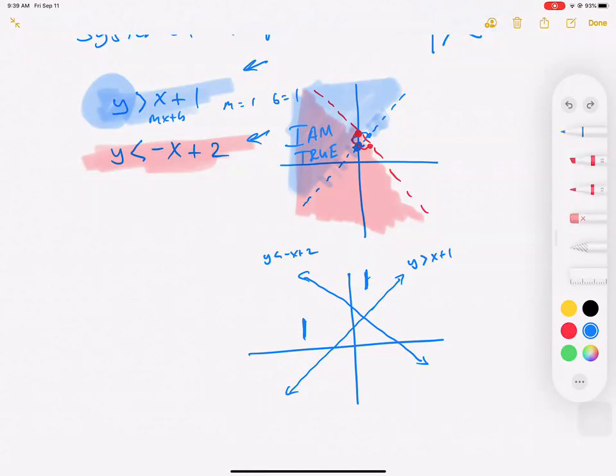Those 2 sections are above my first line. Now look at the second line. Of the remaining sections, we only said these 2 are true. So for my second line, of these 2 sections, which of these are less than y? Only this guy.